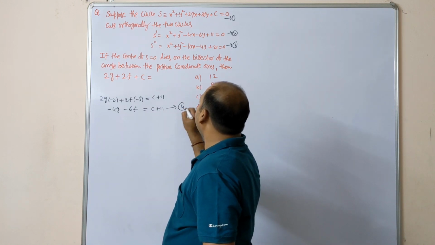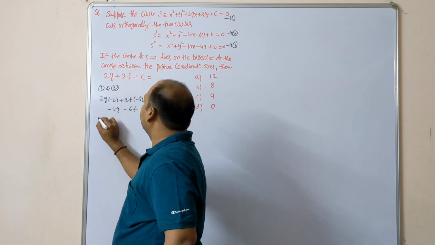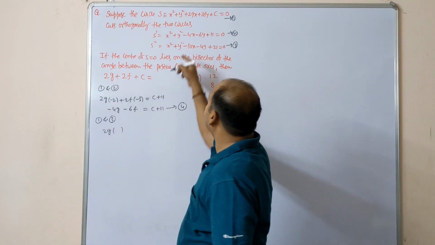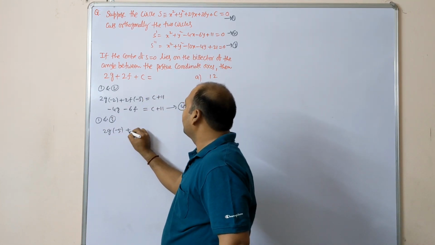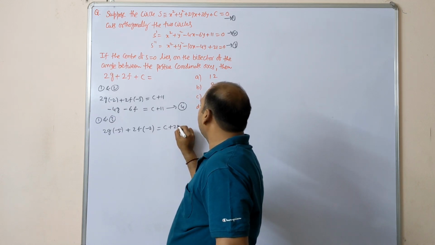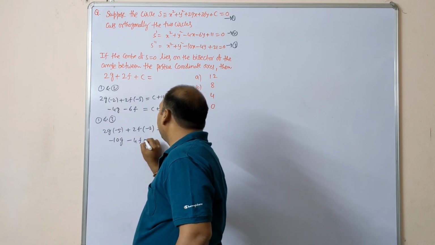Next, 1 and 3 orthogonal. This was 1 and 2, dear students. Next, 1 and 3 orthogonal. 2g into g dash, minus 5, plus 2f into minus 2, equals c plus 21. So minus 10g minus 4f equals c plus 21.